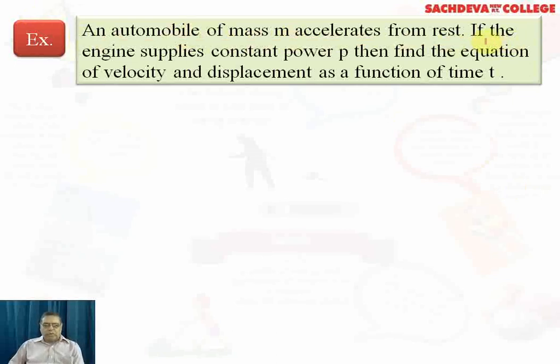Now in the next question, an automobile of mass m accelerates from rest. When we say an automobile of mass m accelerates from rest, that means the initial velocity is 0 and m is the mass of the automobile. If the engine supplies constant power P, then find the equation of velocity and displacement as a function of time. So we have to find the equation of velocity and the displacement as a function of time. We know that velocity is given by dx over dt, and displacement is simply s.